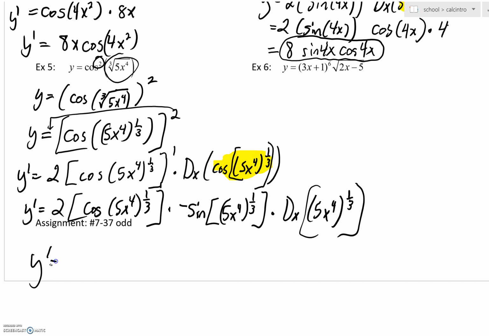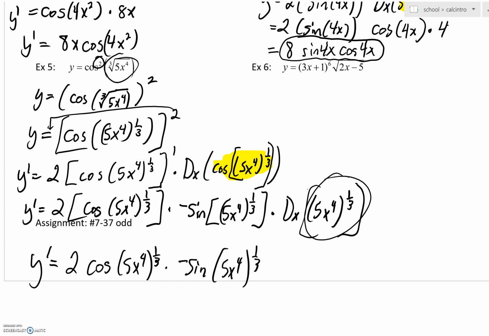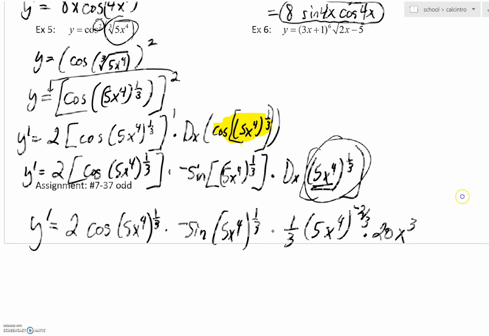So these are getting tricky. These are getting real tricky. So, here we'd have cosine, and we'll have 5x to the fourth, and we'll raise that up to the 1/3. And here's your negative sine, and you've got your 5x to the fourth, all to the 1/3. And then you'd say, well, how do I take the derivative of this thing? Well, what's your outside function now? The cube root, the 1/3. So I've got 1/3, 5x to the fourth, subtract a 1, I'd get negative 2/3. Now I take the derivative of the inside. What's that? 20x to the third. Holy smoke.